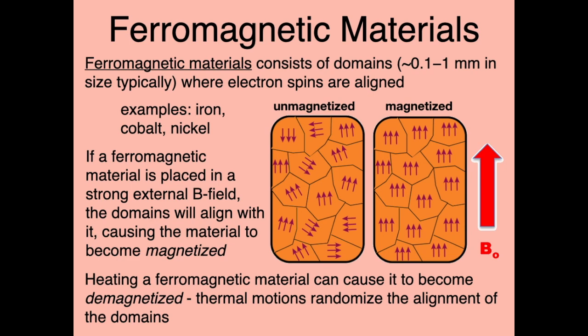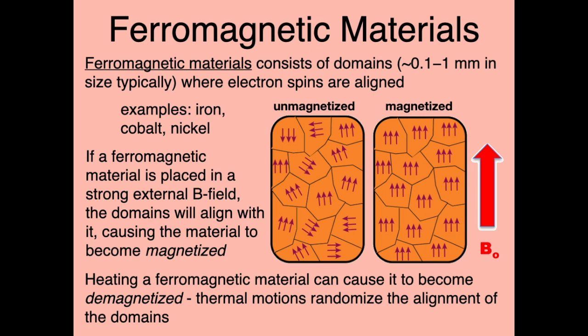If we take this, though, and we put it in an external B field, so if we apply a really strong magnetic field to this thing, well, as we saw, all these magnetic domains are going to want to line up with it. They're going to feel a torque, which makes them want to line up with this external magnetic field.